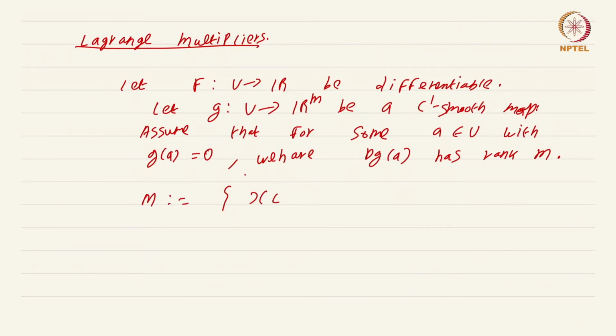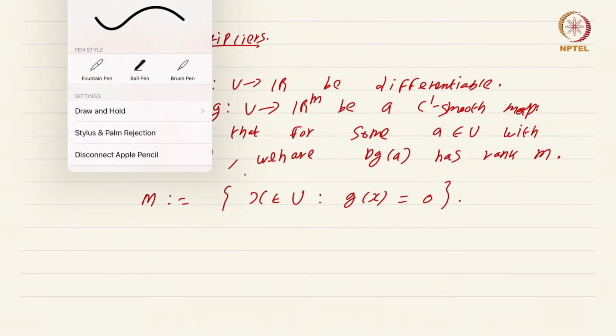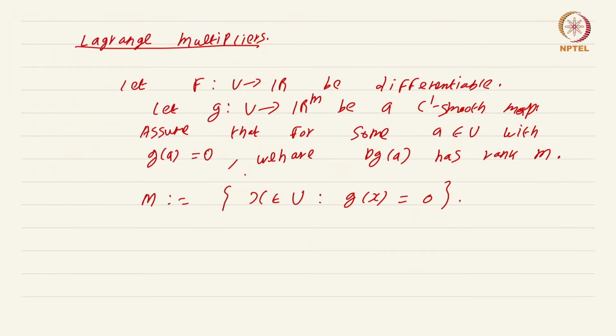So just consider M to be the set of x in U such that g of x equals 0. What has happened is, because this map g satisfies the condition that the derivative at a is full rank, near the point a, this set M will be a smooth manifold, a C1 smooth manifold. That's going to help us a lot.